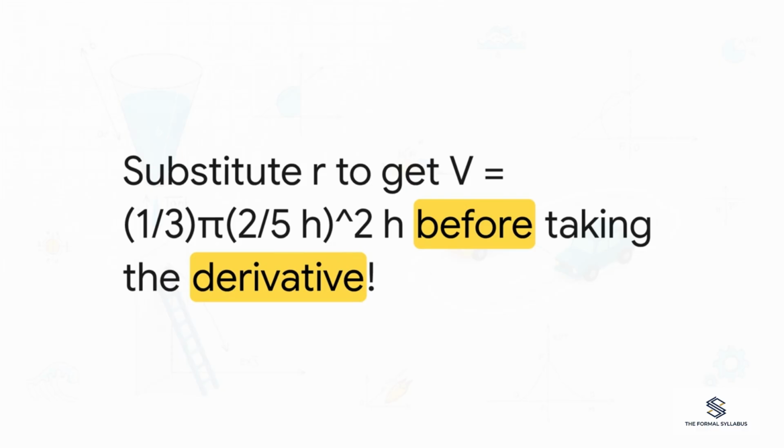So by substituting that 4/10 ratio right into our formula, we can completely eliminate the radius before we even take the derivative. It's awesome. Now we're left with this beautifully simple static equation relating only the volume and the height. And then the absolute magic happens in step 3.